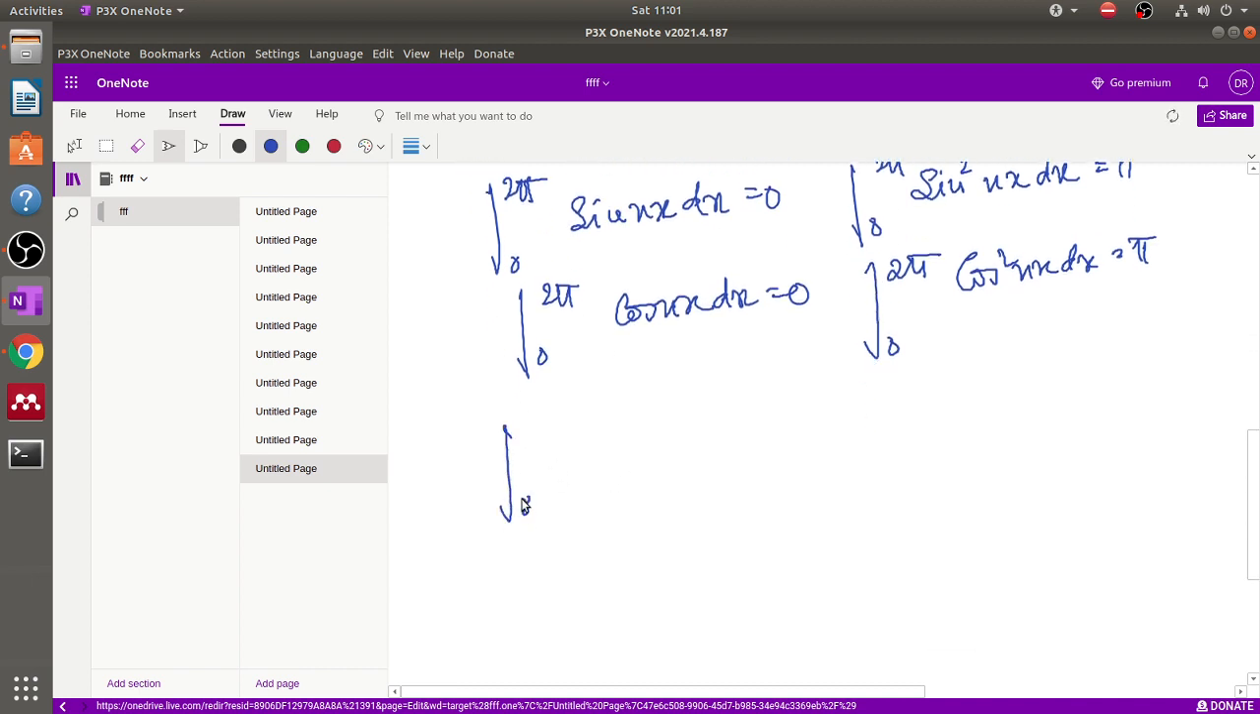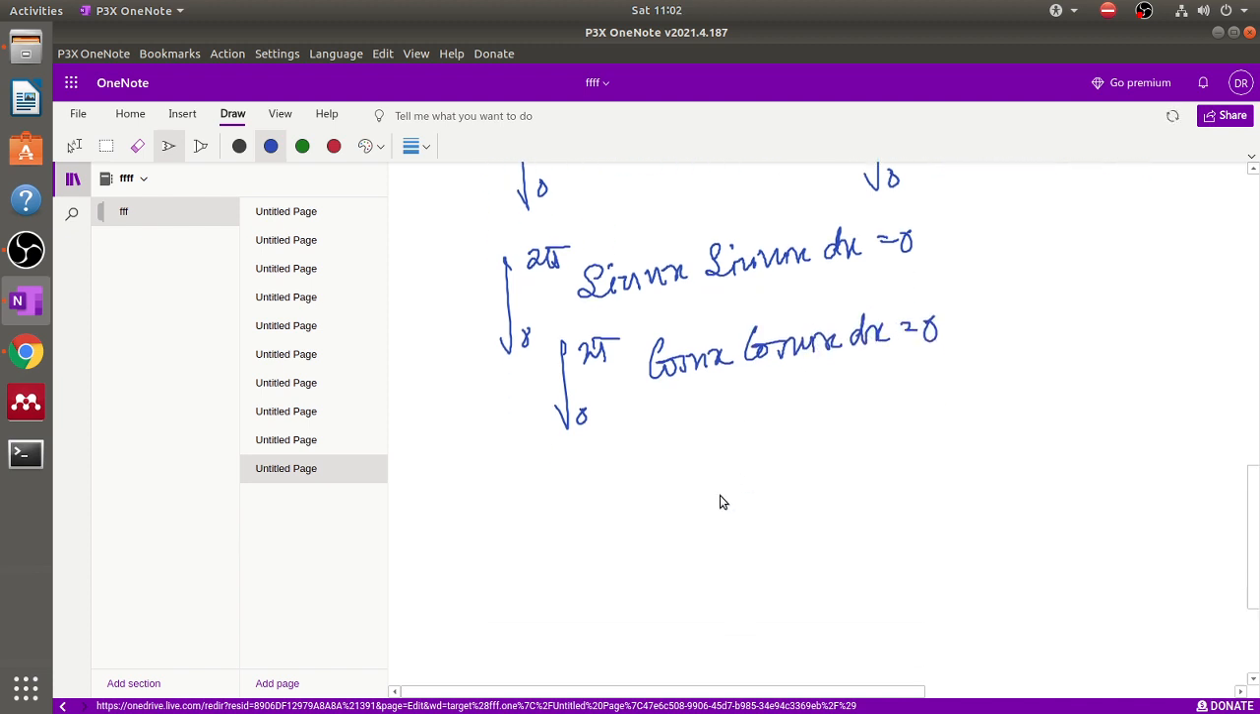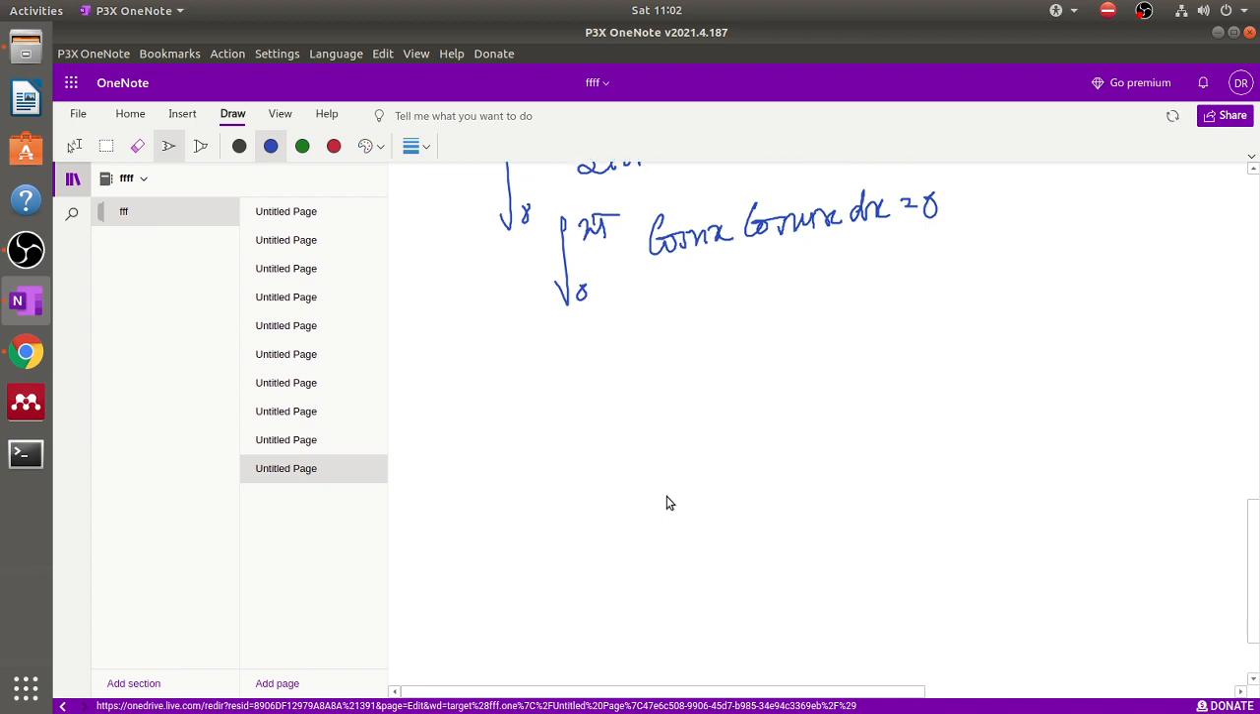Next one, integral from 0 to 2π of sin nx times sin mx dx equals 0. Next, integral from 0 to 2π of cos nx times cos mx dx equals 0. Okay, so this formula is very useful to determine the Fourier coefficients.